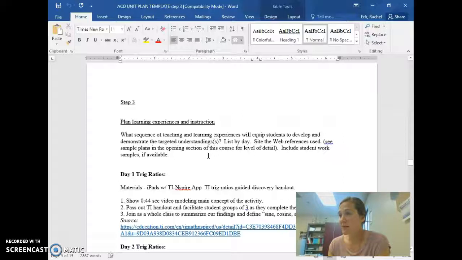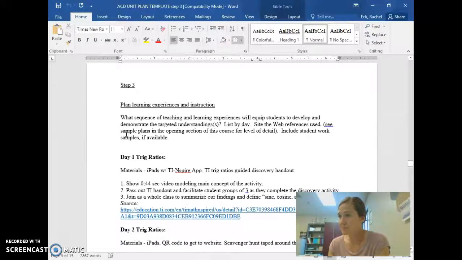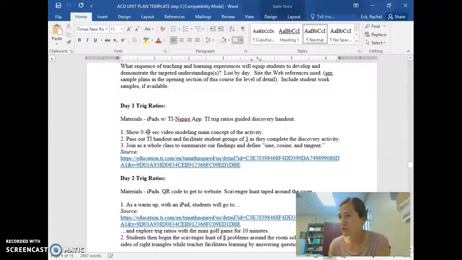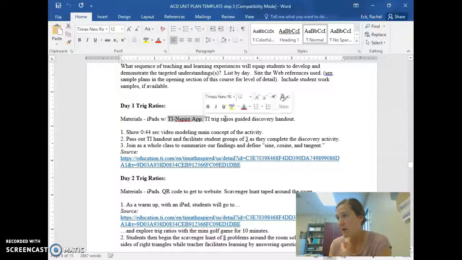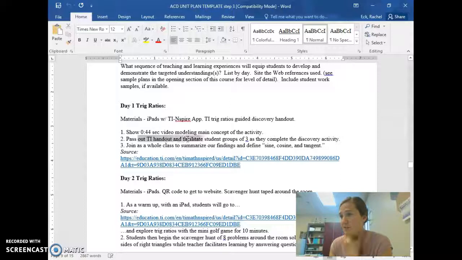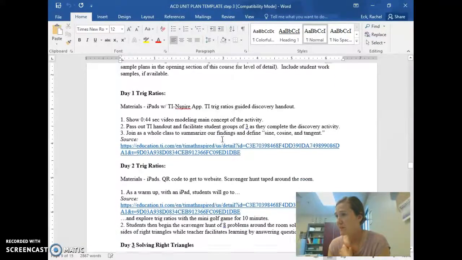So mapping out the days, it's about a 10-day unit. Day 1 is the basic trig ratios. I'm going to show a little video to walk them through this TI Inspire app that we're going to use on the iPads. That's a little handout. Texas Instruments came up with this. Texas Instruments has a lot of really good resources for math out there that I like to use. So here's the source for that website.